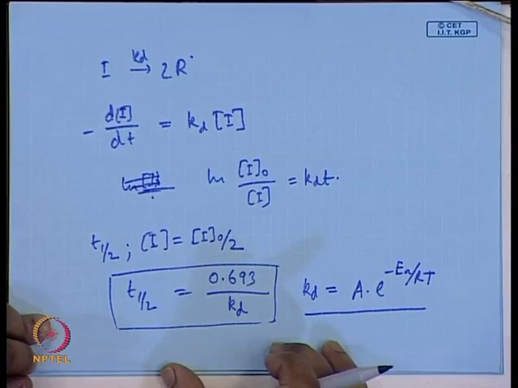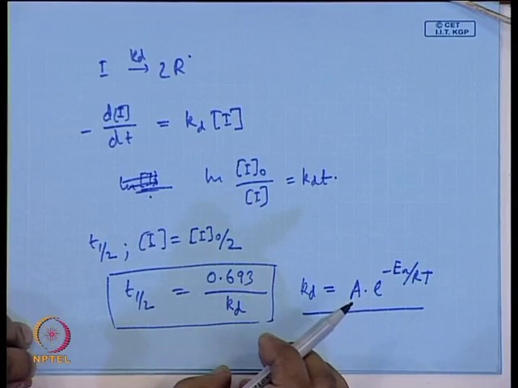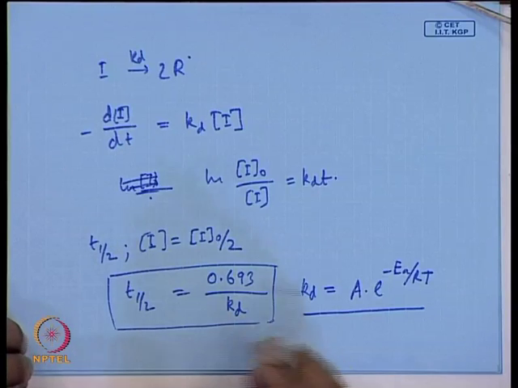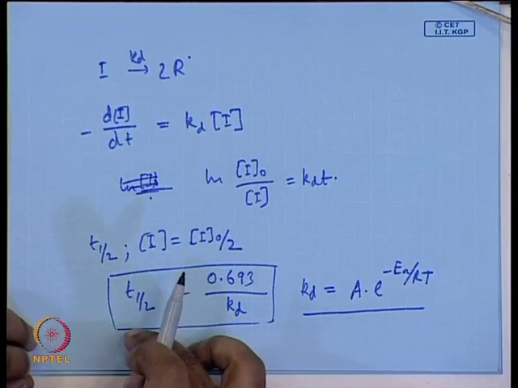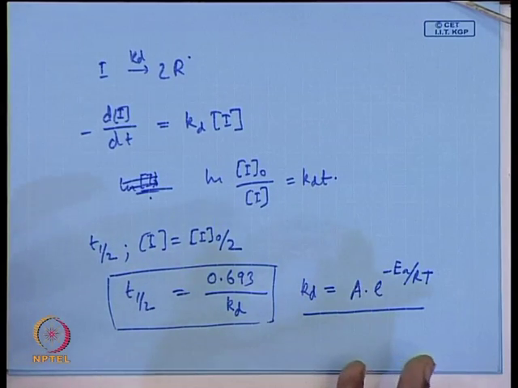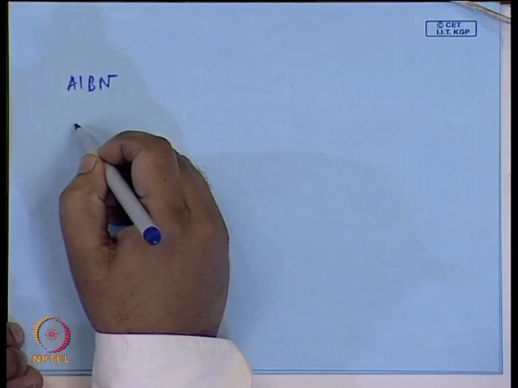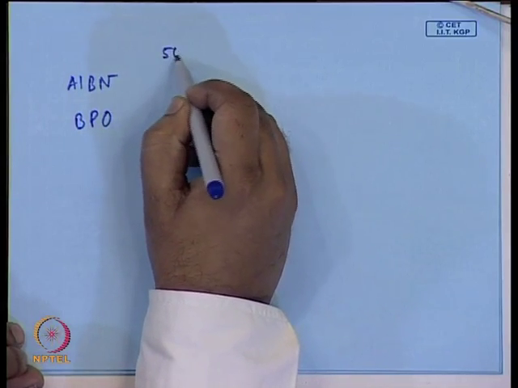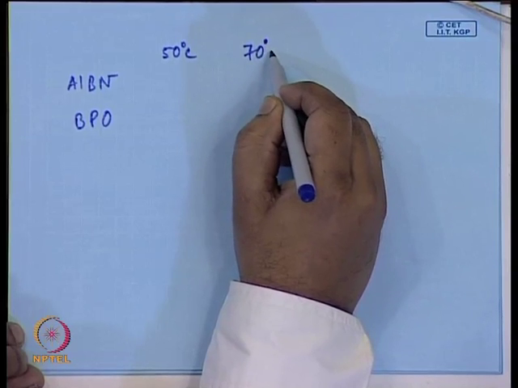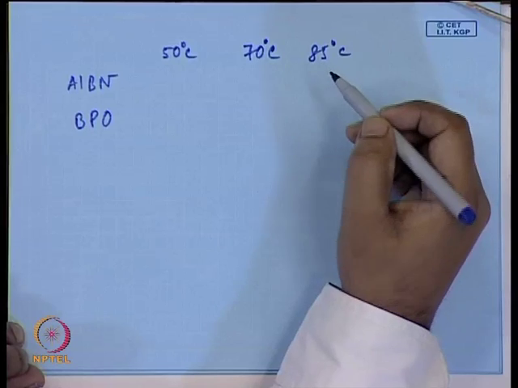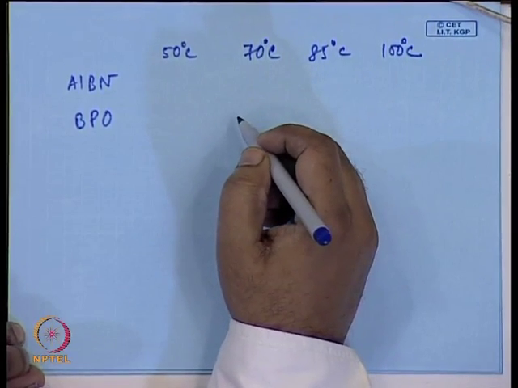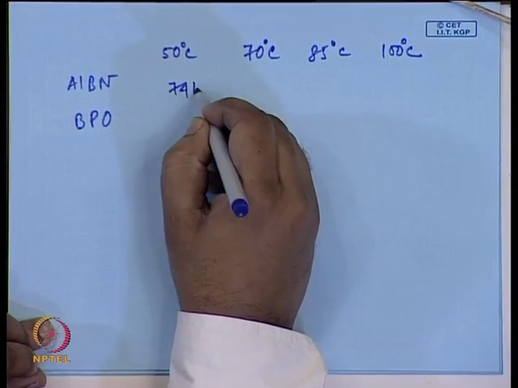Now, if you want to do a reaction, you should have prior knowledge about the initiator molecule, prior knowledge about their t half value or the time it takes to become half, then you can choose your reaction temperature, or if you want to do your reaction at some particular temperature or a range of temperature, then you can choose the proper initiator for your reaction. For example, if I look at the t half values for some commonly used initiators, like AIBN and benzoyl peroxide, say BPO, and if I write the values of t half, then let us have these numbers.